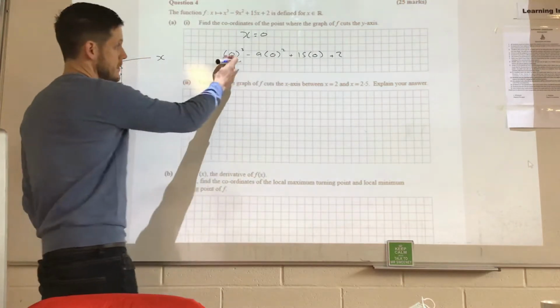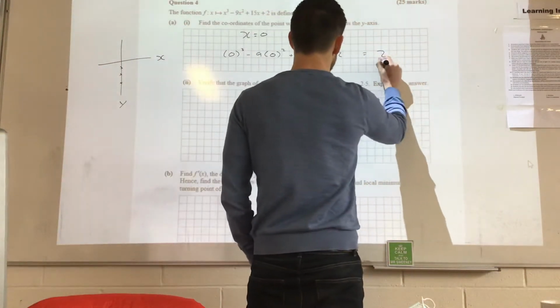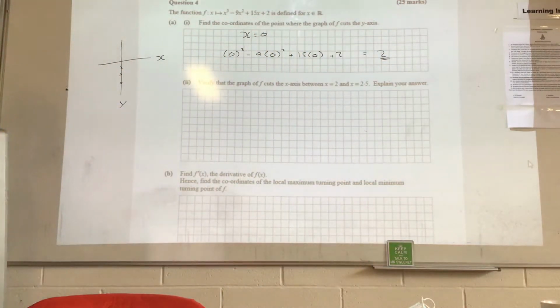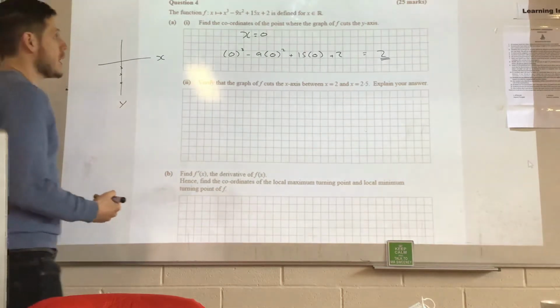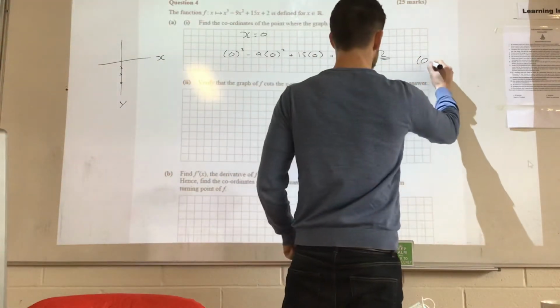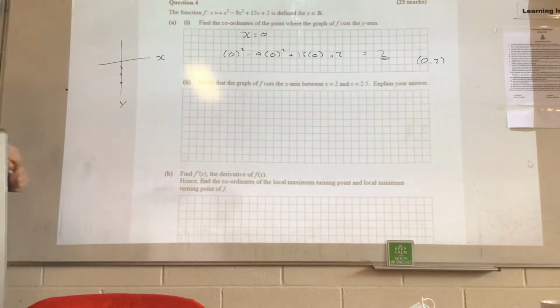Put that into your calculator. Well, they're all zeros, so they're going to go away. So your final answer there is 2. So when x is equal to 0, y is equal to 2. And that's your point, (0, 2). If you just put down 2 there, that's enough to get you full marks.